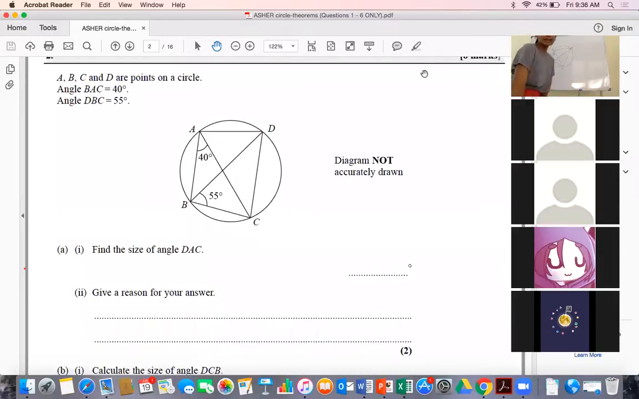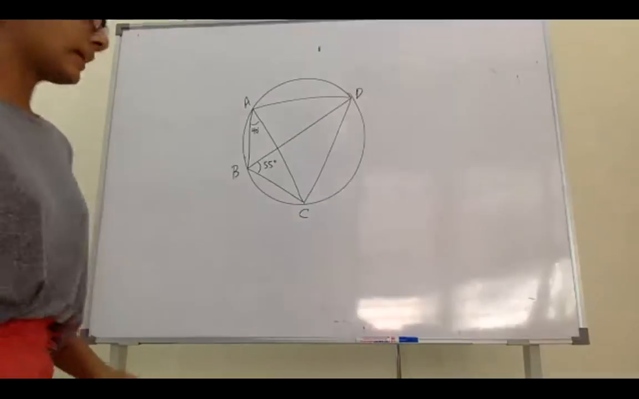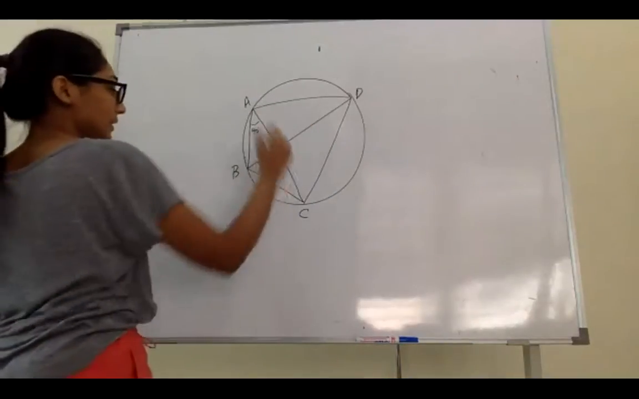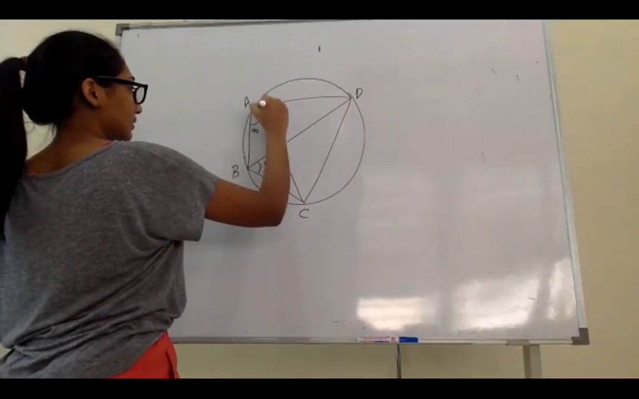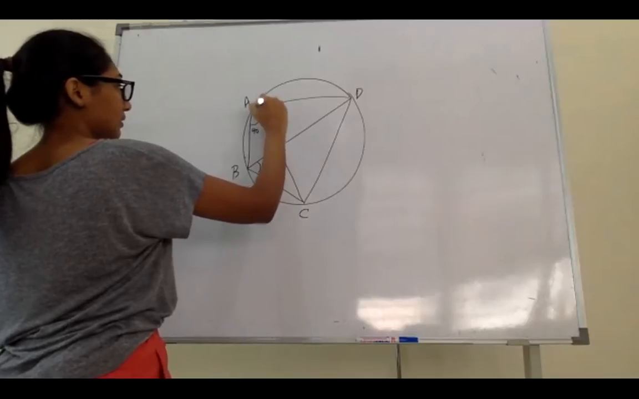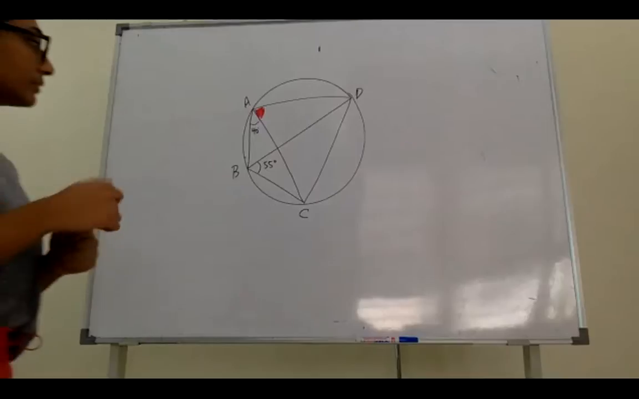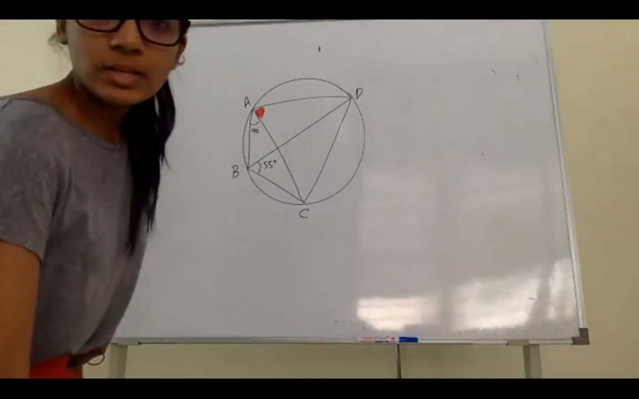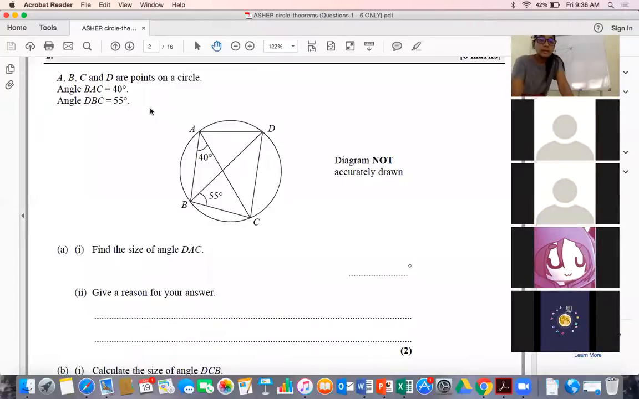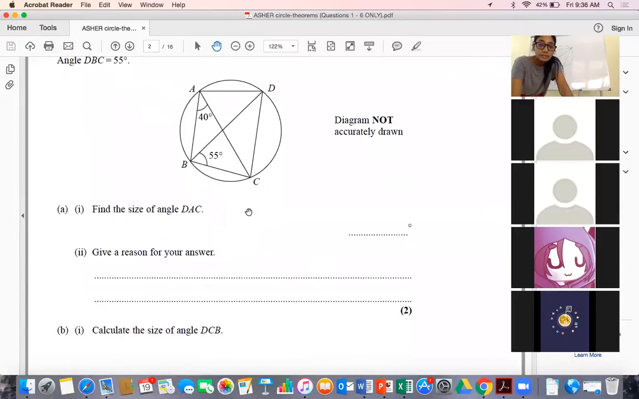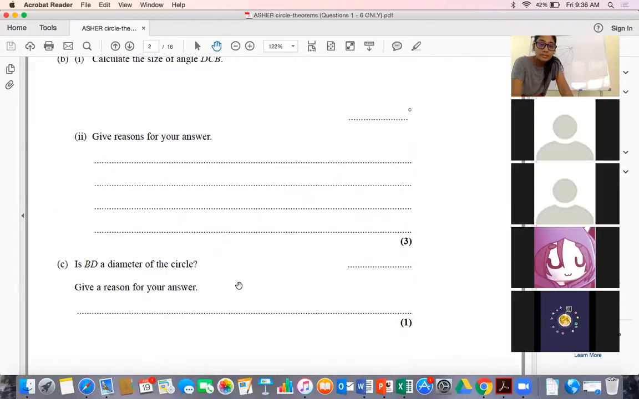Find the size of angle DAC. So I want angle DAC, this angle here. Let me quickly look at the question again to see if they've given us any other information. A, B, C, D are points on a circle. They've given me the angles. Find angle DAC. Then we have DCB.